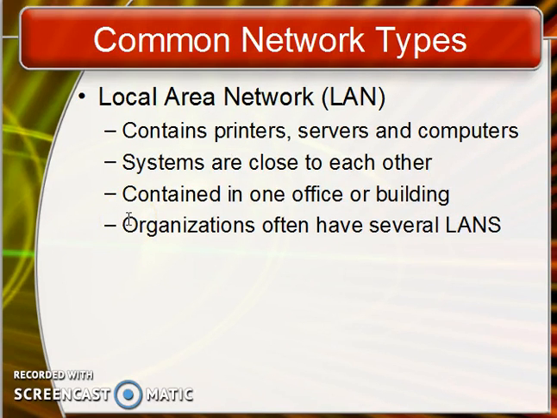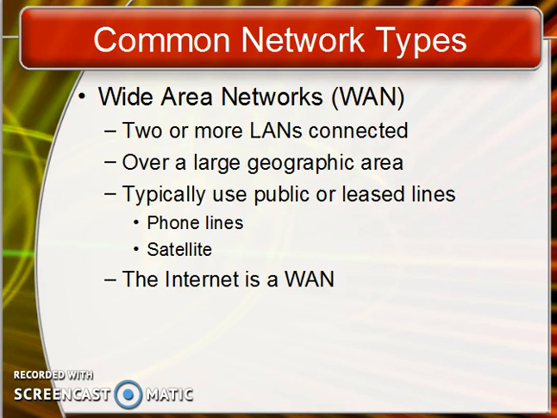Now, common network types. These are the types of networks that are generally used. The first type is LAN, that is local area network. It contains printers, servers and computers. In this particular type of network, the systems are closely related to each other. That is, this type of network can be set up in an office or a building, and an organization can have more than one LAN.